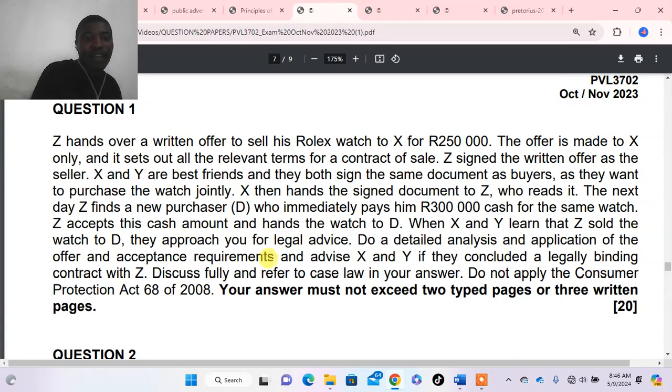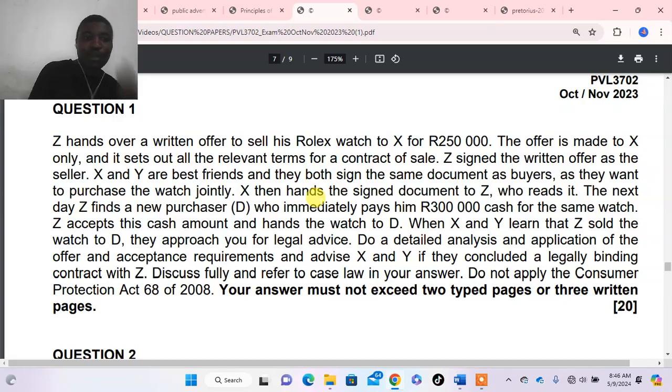Therefore, there is no way that D can enter into that contract if it made it clear that X is the only one who must buy. It is the requirement that X is the only one. This means that even if X and Y are best friends and want to buy jointly, the contract has made it clear that only X can buy the watch. And then besides that, we have something called mora debtors and mora creditors, if you can remember.